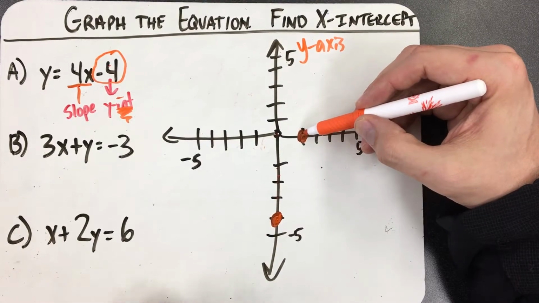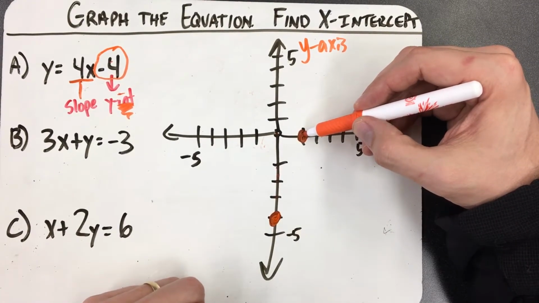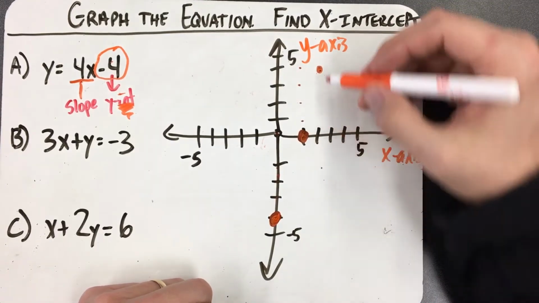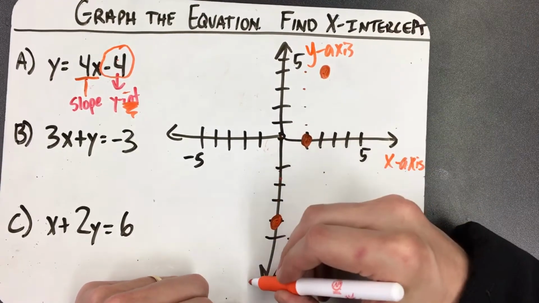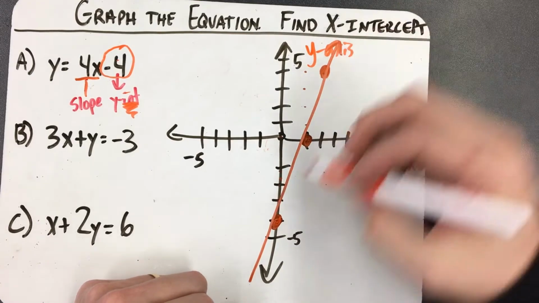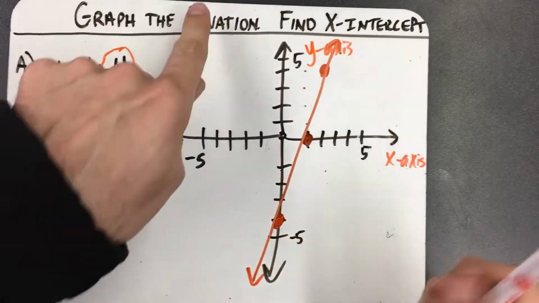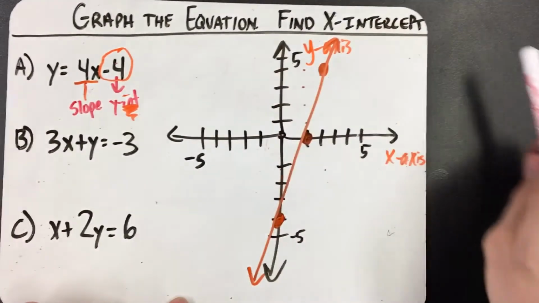My teacher always told me you need 3 points to make a line, so I'm going to do one more. Up 4 again. 1, 2, 3, 4. Over 1. Perfect. Up 4 over 1. I did it. I connect it. There's my line. And look what the question said. Graph the equation. Perfect. I did it. Find the x-intercept.